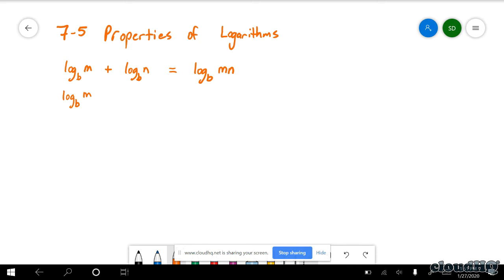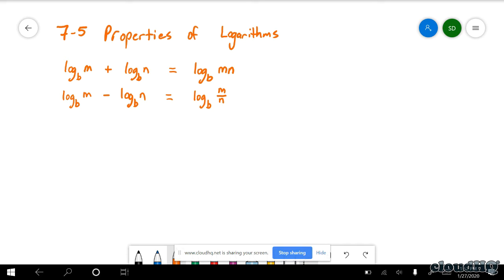Similarly, let's look at subtraction. So here we'll look at log base b of m minus log base b of n. In the last one, the two things were added together, and we then multiplied the m and the n. This time, since we're subtracting the logs, we are going to divide the m and the n. So we'll make a fraction. Log base b of m over n. So you want to remember that when two logs are added together, you're thinking about multiplication. When they're subtracted, you're thinking about division.